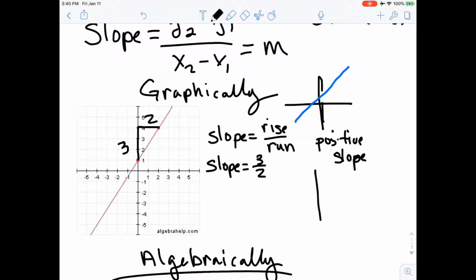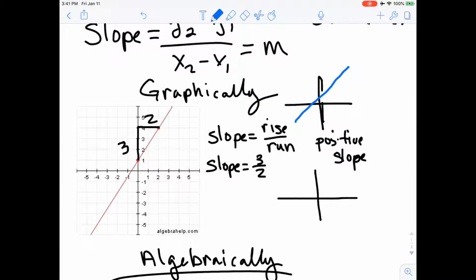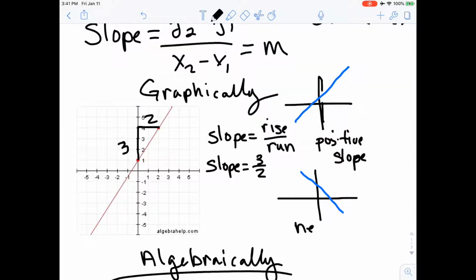And then if you have something that goes like this, let's change this to blue. If your line is going down from left to right, this would be considered negative slope. And then there are two other ones.